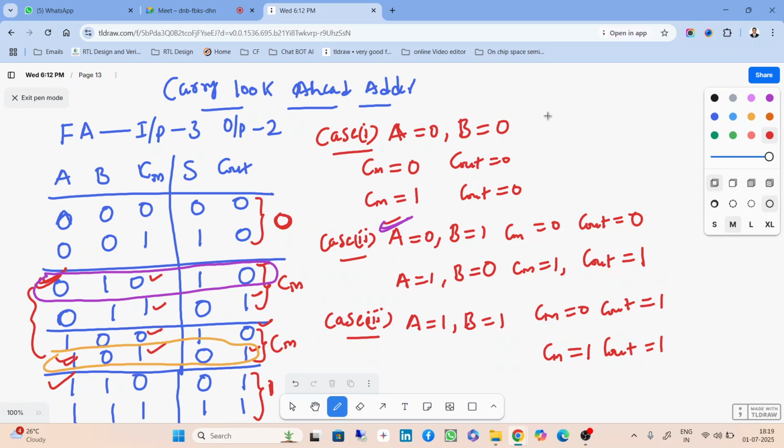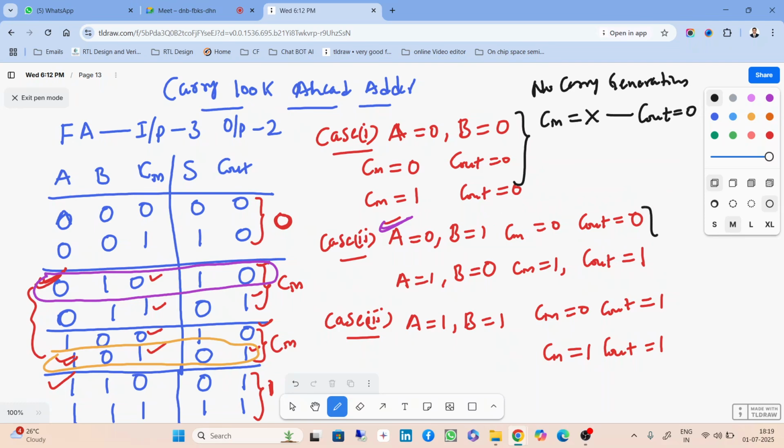So that means in case 1, what you observed? There is no carry generation. Is there any carry generation? 0. Why? Because if C input is don't care, either it is 0 or 1, what you are getting is C out equal to 0.